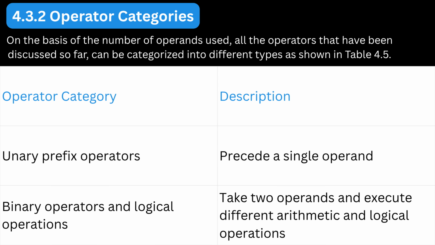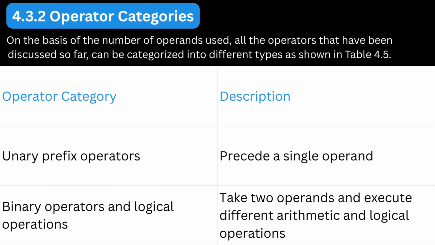Everything you've seen so far, from addition, subtraction, multiplication, and division to relational checks like greater than, less than, and equality, falls into this category. Binary operators are the backbone of most calculations and comparisons in PHP. Logical operators, such as AND, OR, and XOR, also belong here because they evaluate conditions involving two values or expressions.